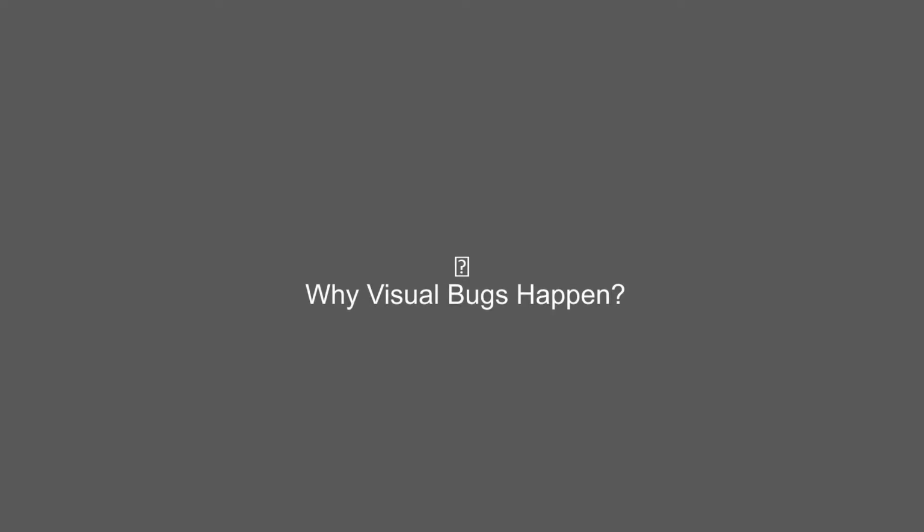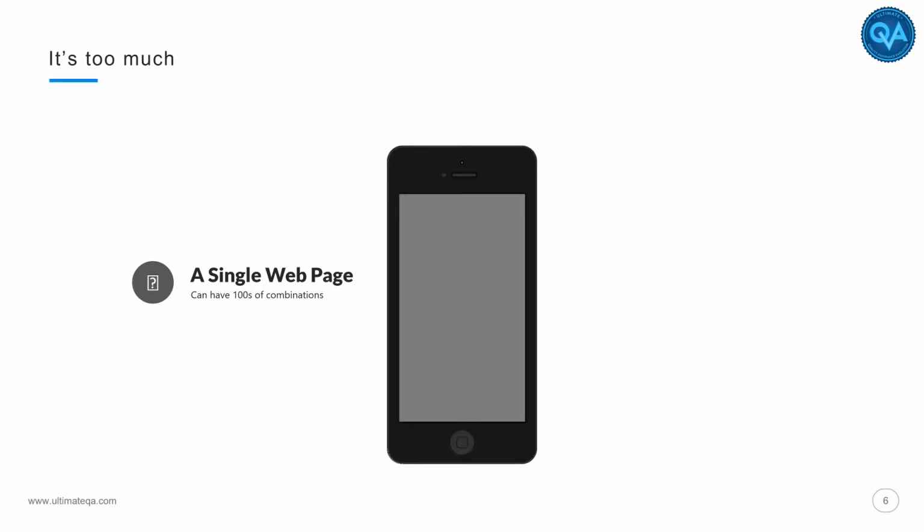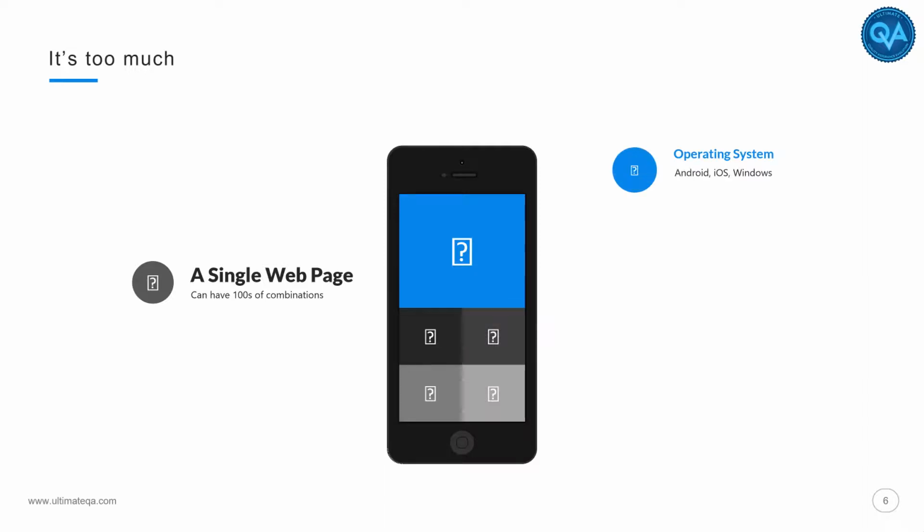So, why do visual bugs actually happen? It's simply a matter of the test traceability matrix. A single web page can have hundreds of different combinations. You can have multiple different operating systems: Android, iOS, Windows. You can have different kinds of operating system versions, right? Lollipop, iOS 10, 11, and so on.